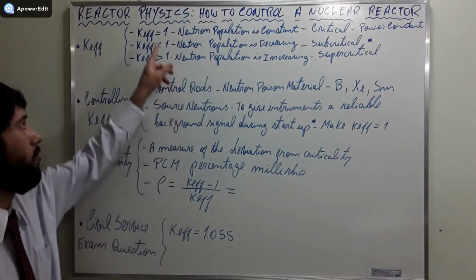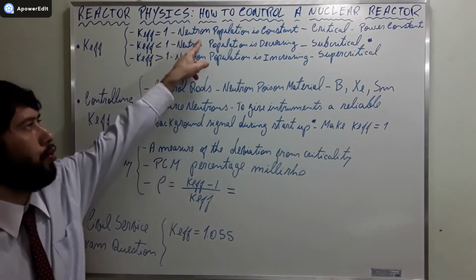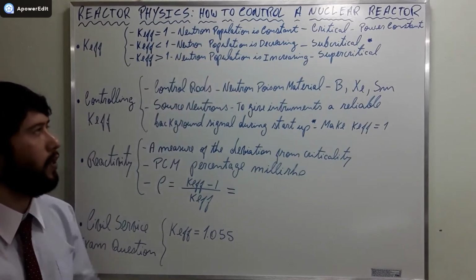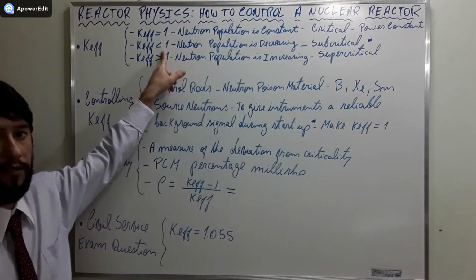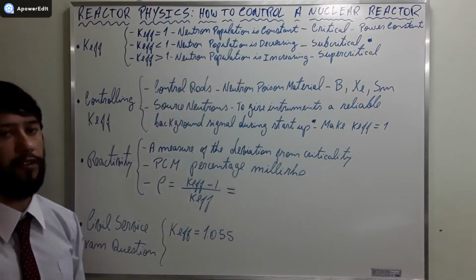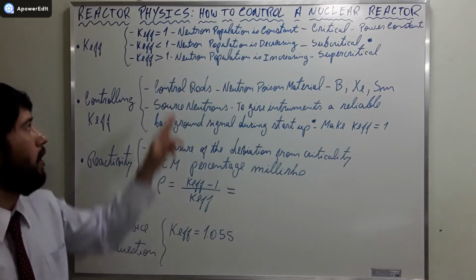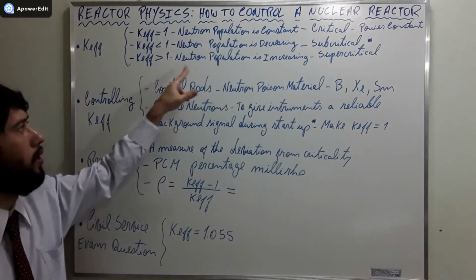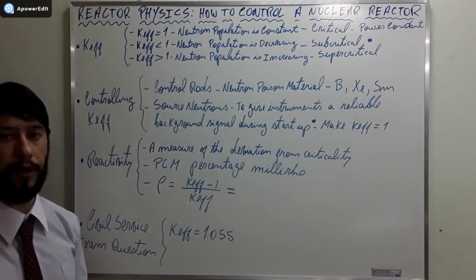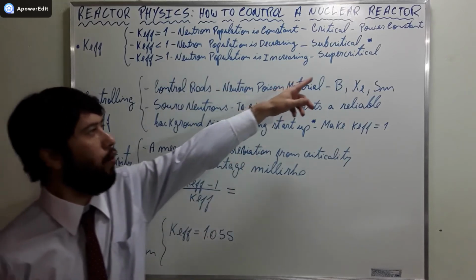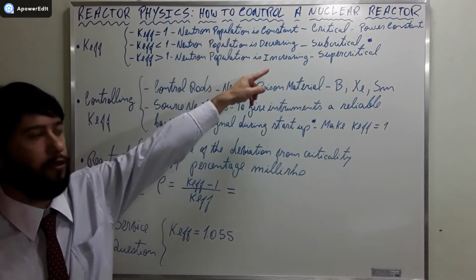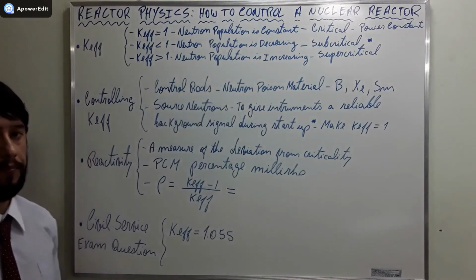If K effective is equal to 1, neutron multiplication is constant and the reactor is said to be critical. If K effective is less than 1, neutron population is decreasing and the reactor is said to be subcritical. If K effective is greater than 1, neutron population is increasing and the reactor is said to be supercritical. Since power is related to neutron population, when the reactor is critical, power is constant.